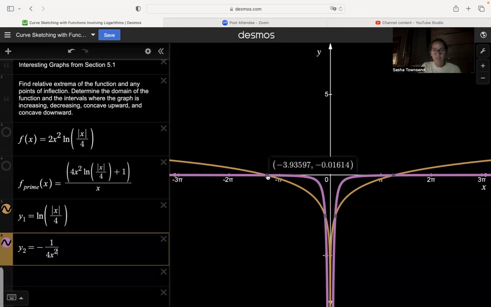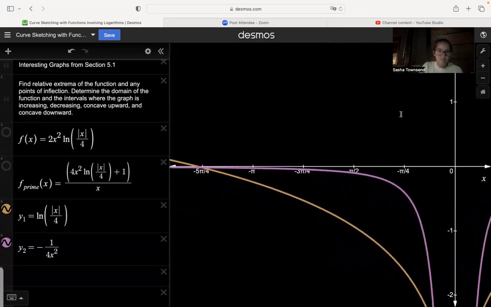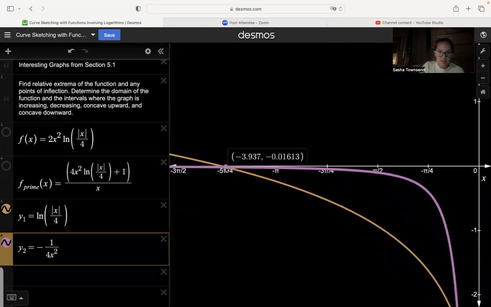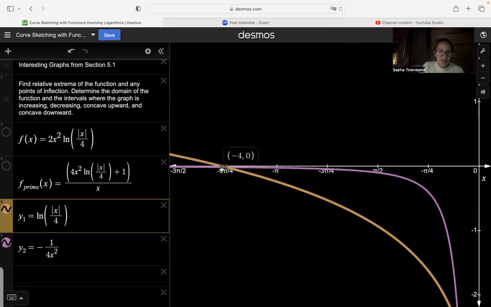So we actually have 4 points of intersection. And we have a lot of symmetry. So it looks like they intersect at, looks like -4, 0. That's not right. When x equals -4, this natural log function is 0. But if x equals -4 here, we'd have -1 divided by 64. So that's not what we want. But it looks like x equals -3.93597 is our first x coordinate where y1 and y2 meet.